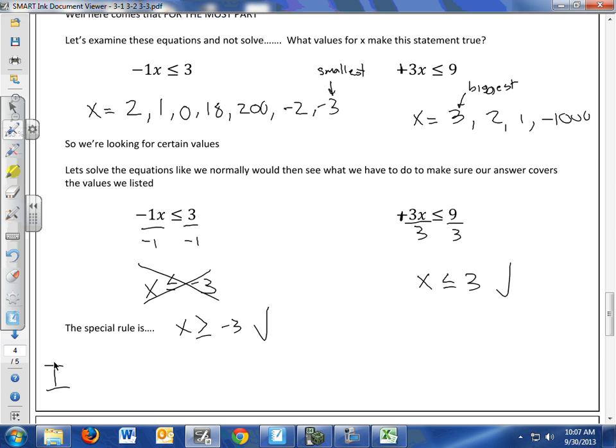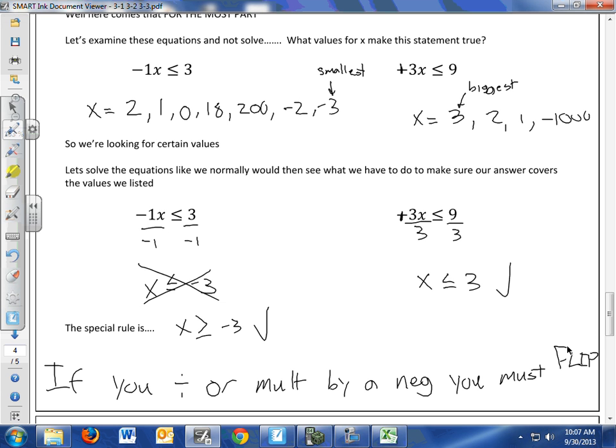If you divide or multiply by a negative, you must flip your sign. Write that down.